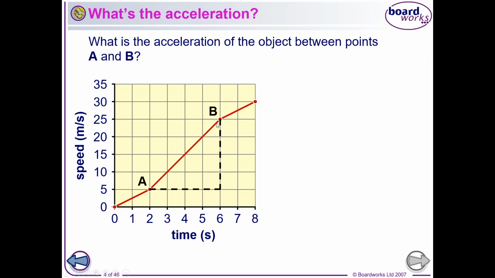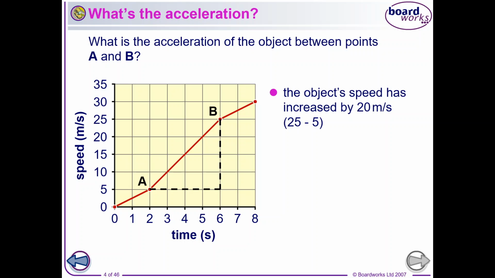If you remember from last lesson, acceleration is the change in speed divided by time. So the change in speed: it started at 5 meters per second and it ended up at 25 meters per second. So that means the speed has increased by 25 take away 5, so that's increased by 20 meters per second. That's our increase in speed. To work out the time, it's how long this took. So B is at 6 seconds, A is at 2 seconds. So the difference between 6 and 2 is 4 seconds.